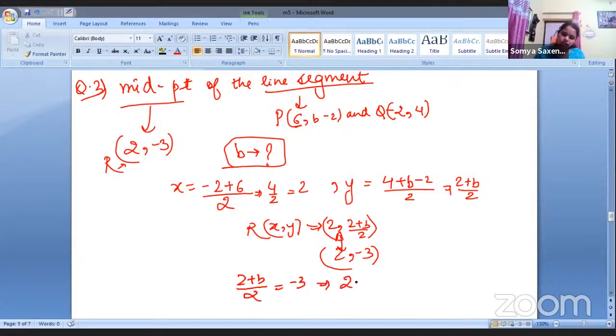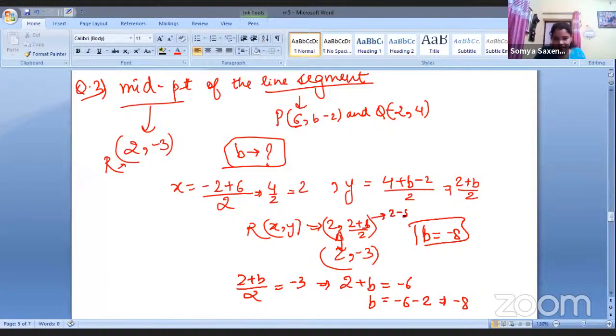Here, 2 plus b minus 6, b is equal to minus 6 minus 2, so it's minus 8. So the value of b comes out to be minus 8. The midpoint was already given to us. If we write this value here in (2 minus 8) by 2, it will be minus 6 by 2, which will be minus 3 only. So it would give us the same midpoint.